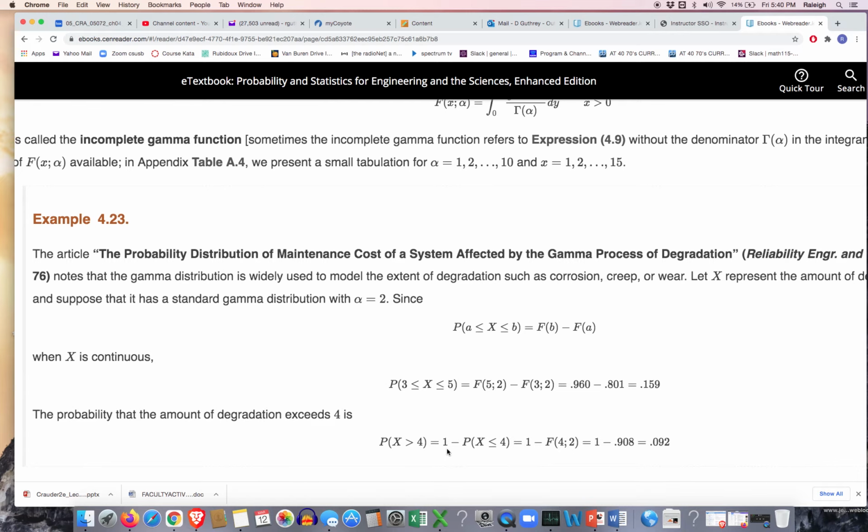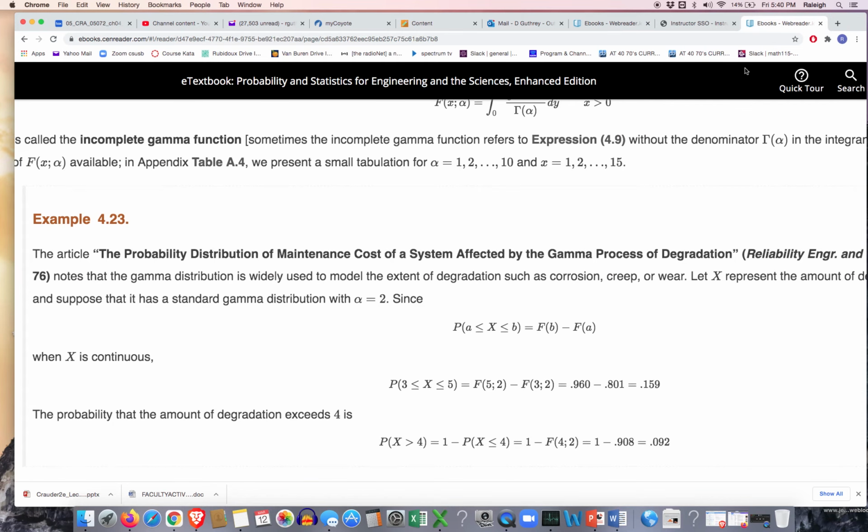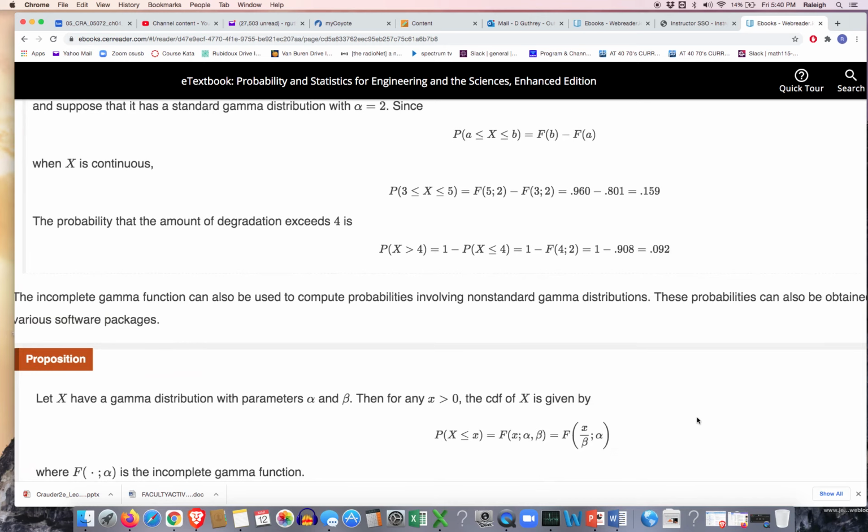And then, of course, you can do exceeding 4. Table is no big deal. For alpha equals 2, that is, here we have our 4 value for x, 0.908. And this one being greater than 4 and a CDF being less than 4, well, we'd have to subtract the total from 1. And then when we do that, we're down to about 9%, 0.092.